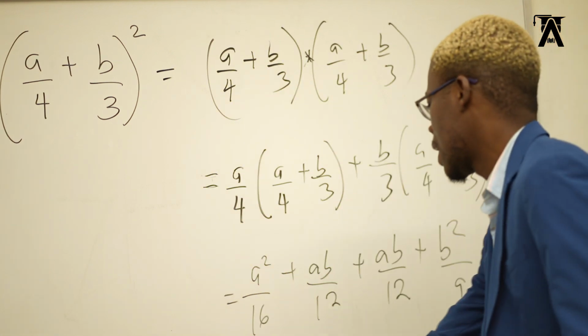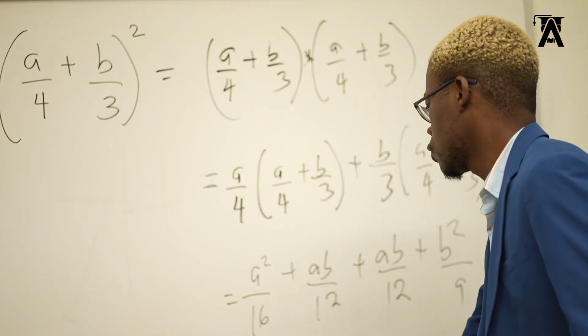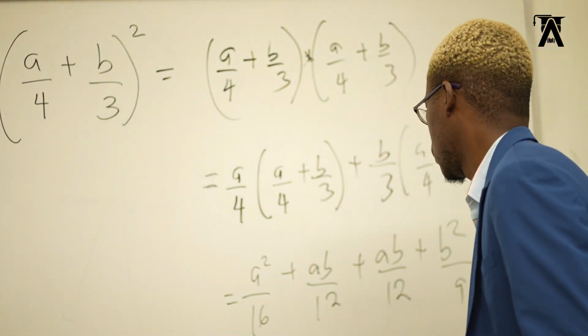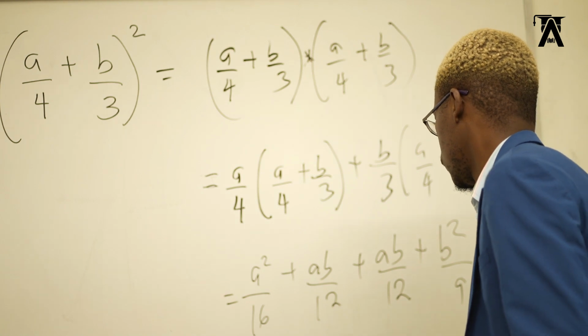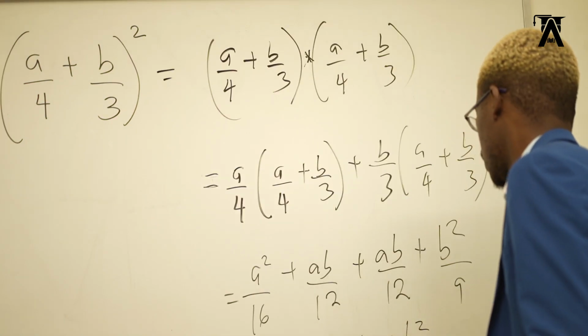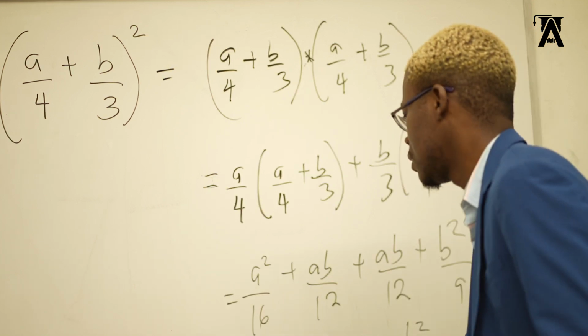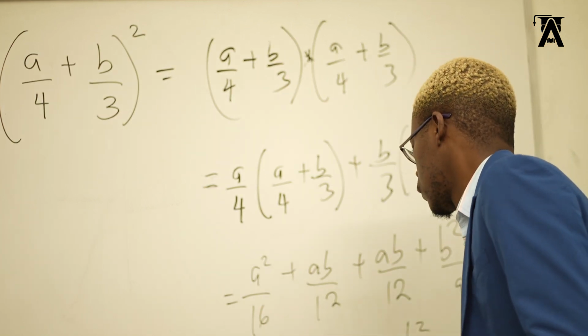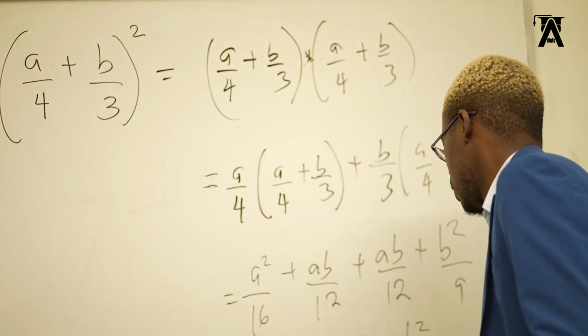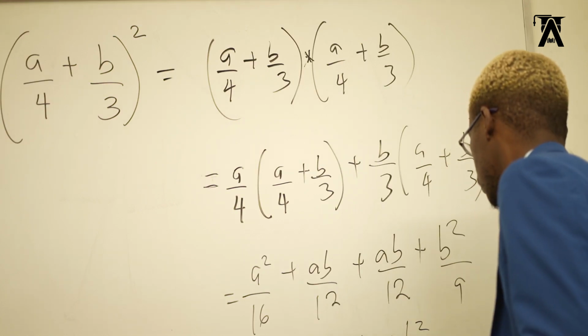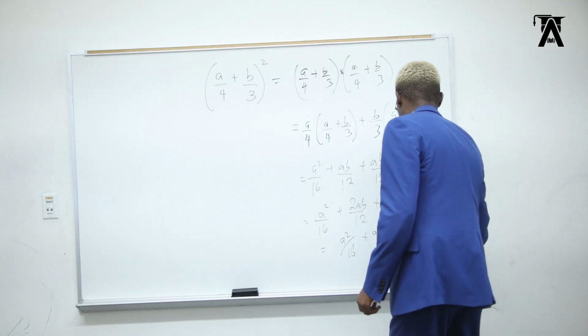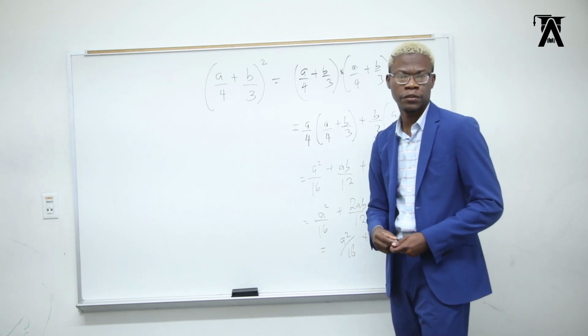Okay, now we have a squared over 16 plus 2ab over 12 plus b squared over 9. I could rewrite this as a squared over 16 plus ab over 6 plus b squared over 9. And this is option D, and that's the answer to this question.